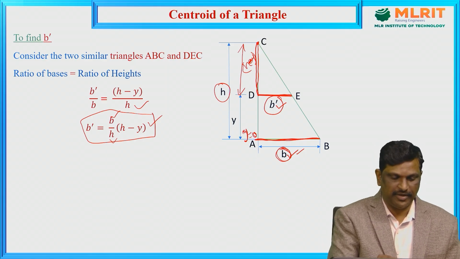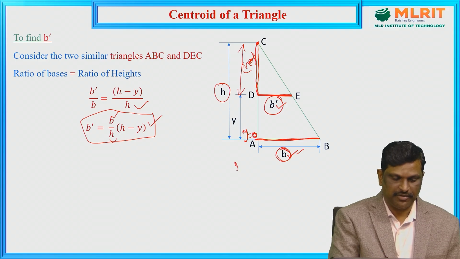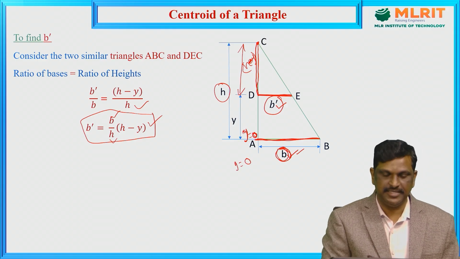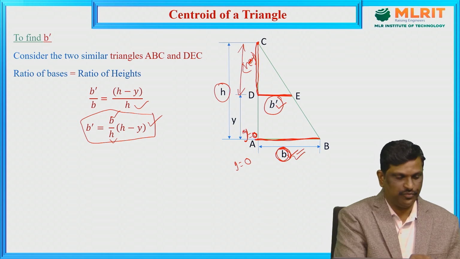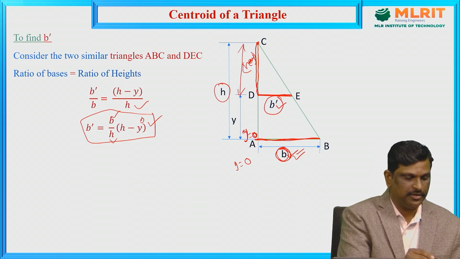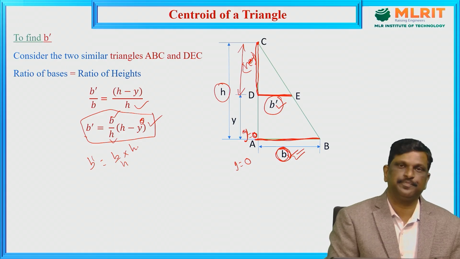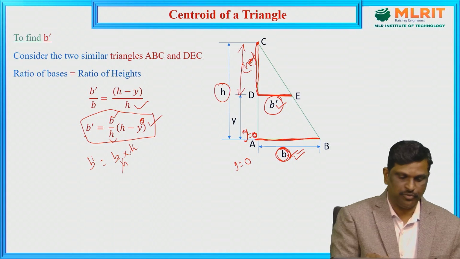Now at y equal to 0, the base is B. Now substitute y equal to 0 in this equation. If we substitute y equal to 0, the b dash expression is b dash equals B by h into h. So b dash is equal to B.